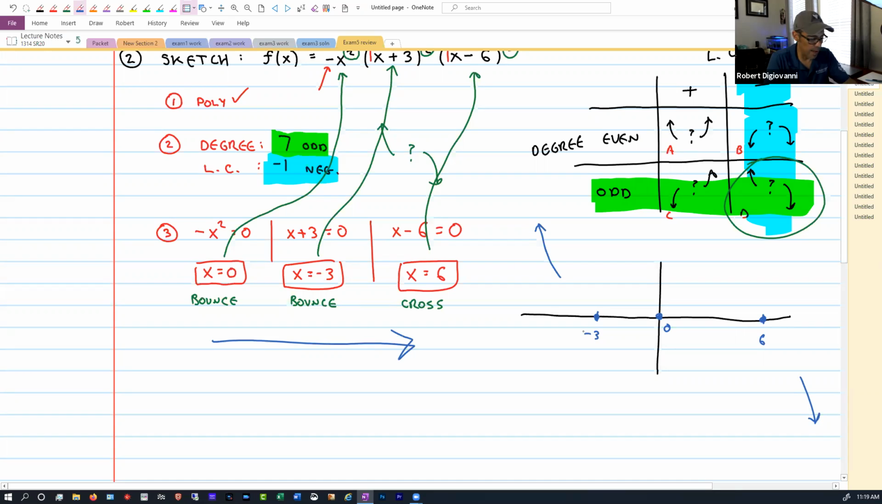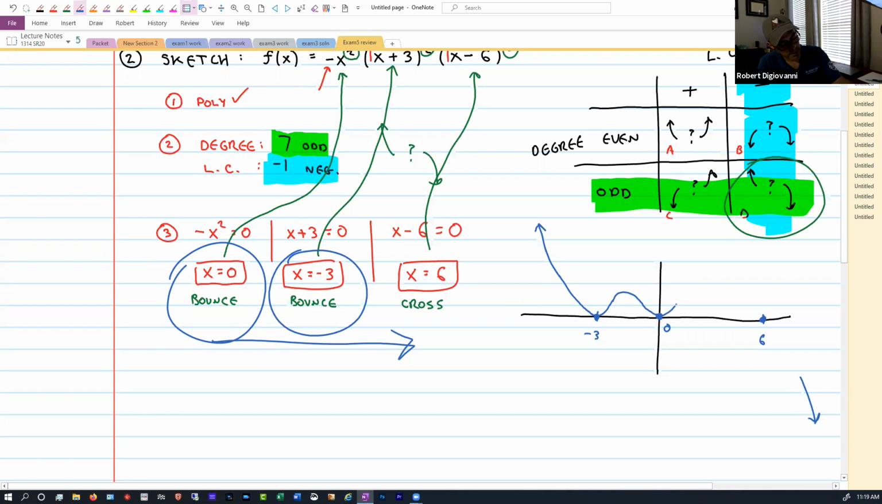The first x-intercept we have is -3. We got to do this bounce first. So I'm going to go here and I'm going to bounce off. And then I've got to go to 0. And at 0, I bounce again. So I bounce off like that. And then when I get to 6, I'm going to cross. And then it should just connect. If you do it right, everything should connect together. That's it. We good? Shall I move on to 3?